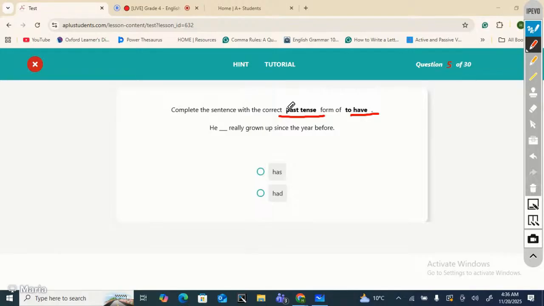Okay, now complete the sentence with the correct past tense form of the verb to have. He blank really grown up since the year before. Past tense form. He has or he had.